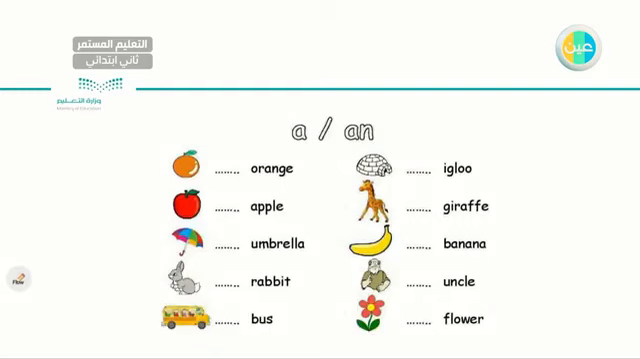Let's try to do this. If we can do it all, or we'll get back to it. Let's have the first one. I have orange. What do you think, my dear student? A or an?